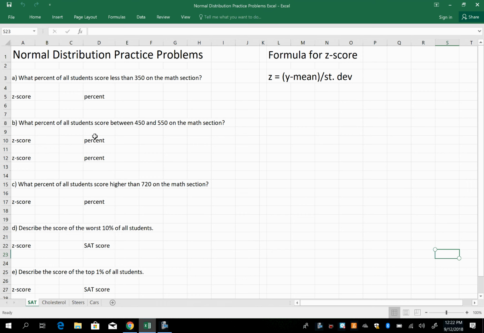So when I'm doing this, my first thought is that I need to standardize that score. Does anyone have their notes from yesterday, or remember what we're going to write down if they tell us it's a normal model? I want the parameters first. Do you remember the parameters for the normal model? Mu and sigma. Very good, Lexi.